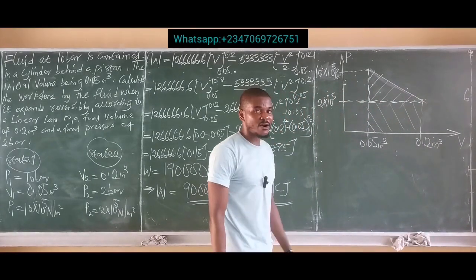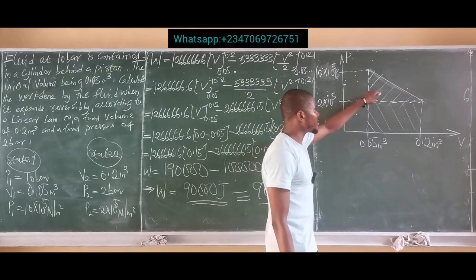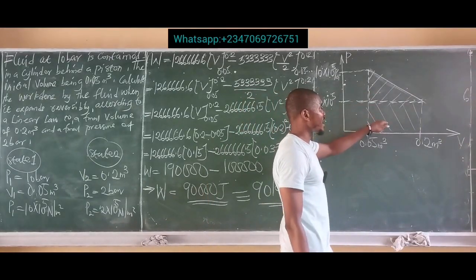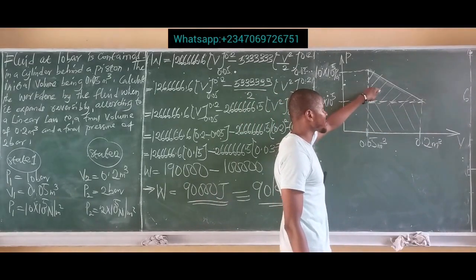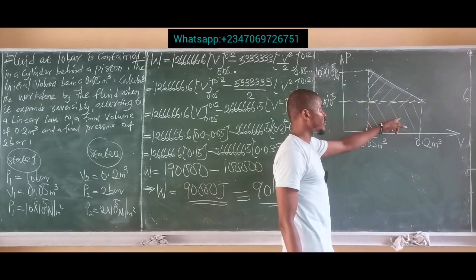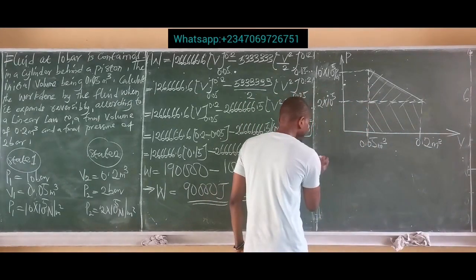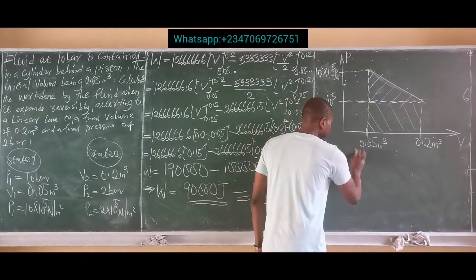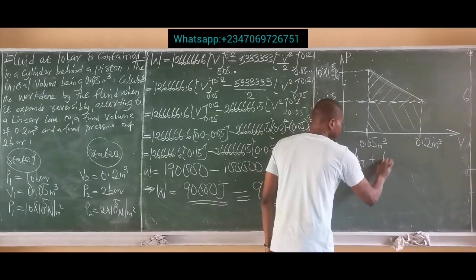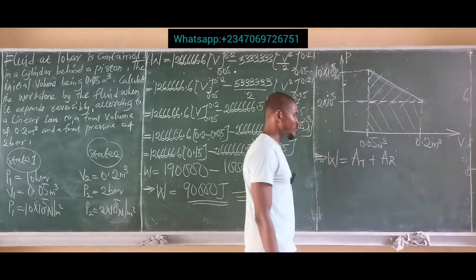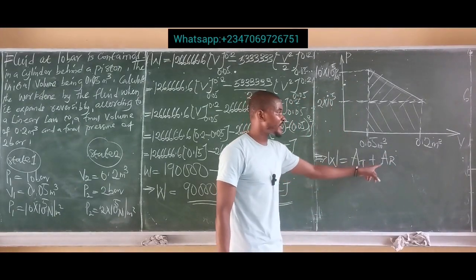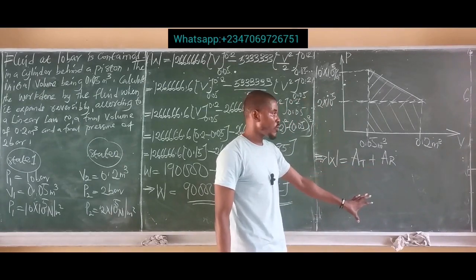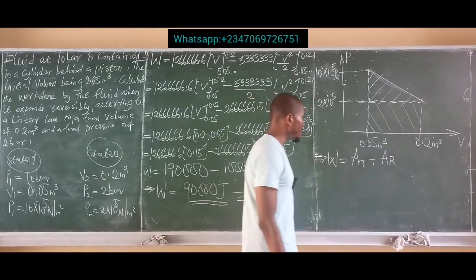And now, what is the area under the shaded region? We have this to be a triangle and this to be a rectangle. So the first part is a triangle, whereas the second part under here is a rectangle. This simply implies that work done is equal to the area of the triangle plus the area of the rectangle. Now, how do we find this?